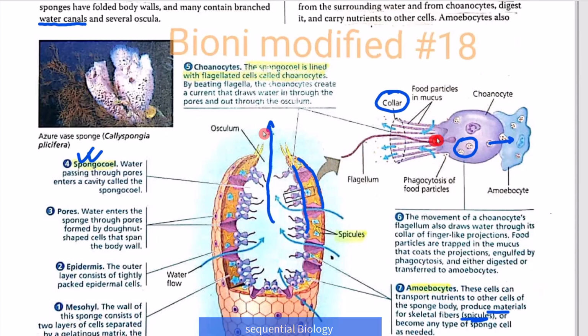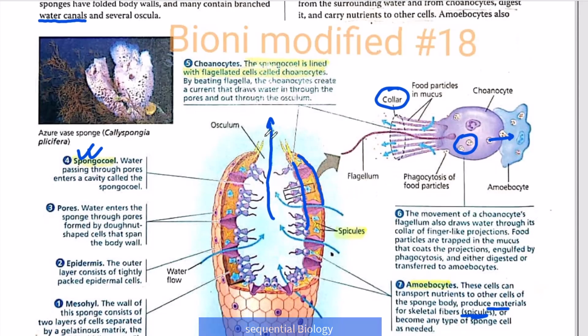Also, in this collar cell there is a large flagellum. The beating of this flagellum creates a water current. The water which enters through the ostia into the spongocoel is moved by the beating of the flagella, and this causes food particles to enter the collar, and then ultimately the food particles enter the choanocyte cell. Either these food particles will be digested in the choanocyte cell, or they may be transferred to the amoebocyte cell.